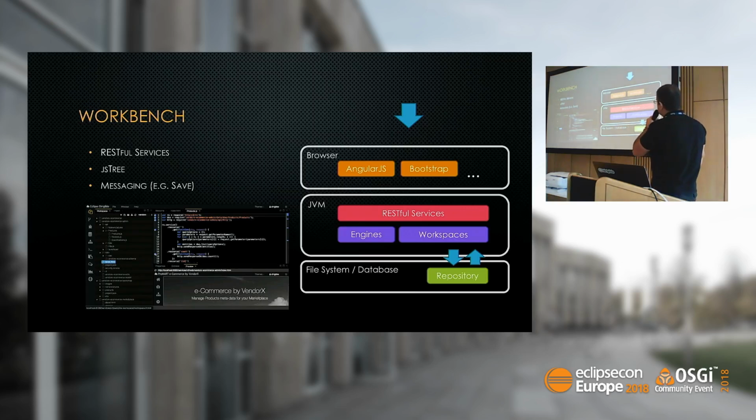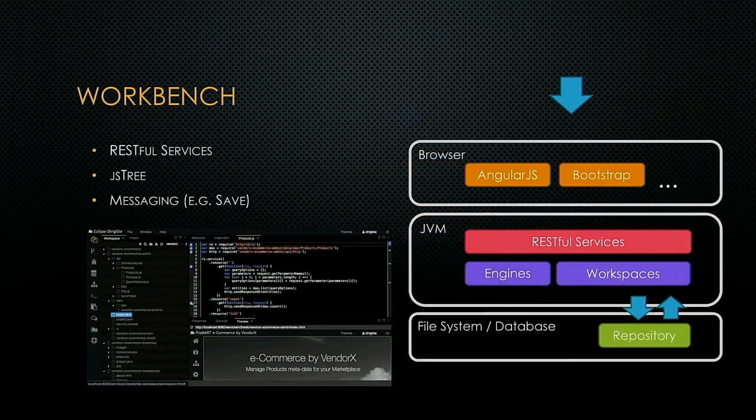Okay, so this is the workbench. We'll go through the whole perspective just to have an idea what could be achieved with this new technology that we use for Eclipse Dirigible WebIDE. You can create workspaces, so multiple users, multiple workspaces. There are RESTful services to cover this. You can create projects, files, you can have modelers, etc.